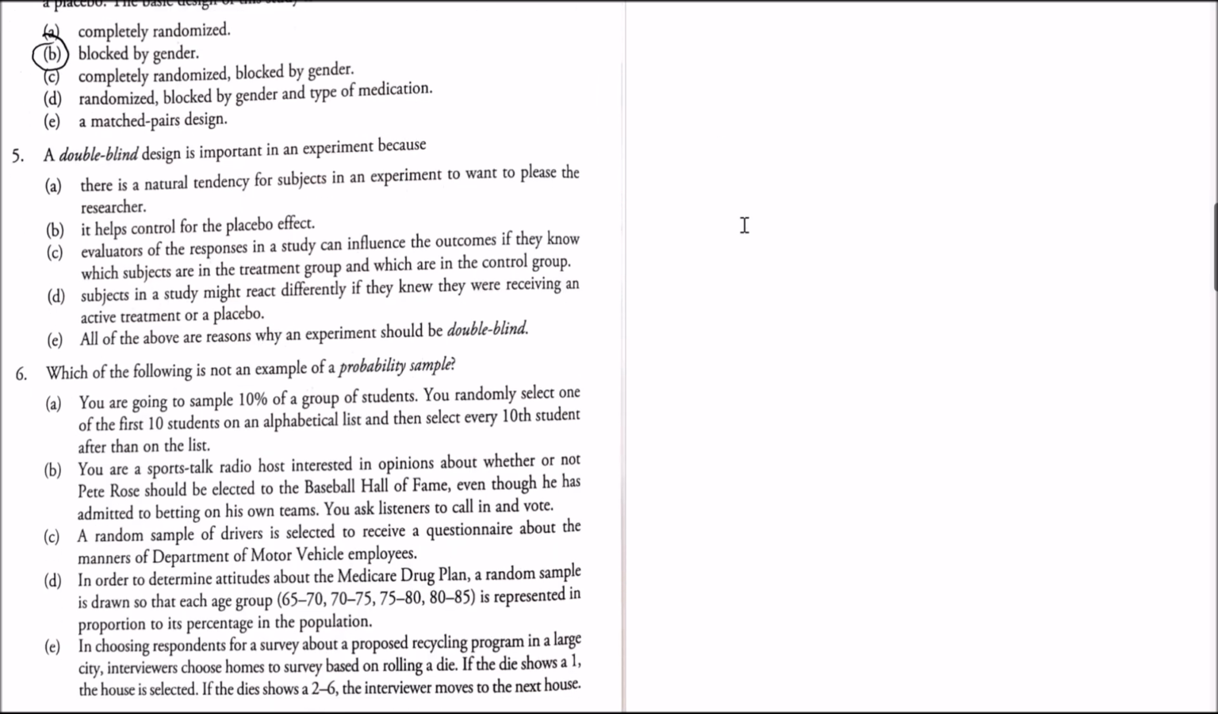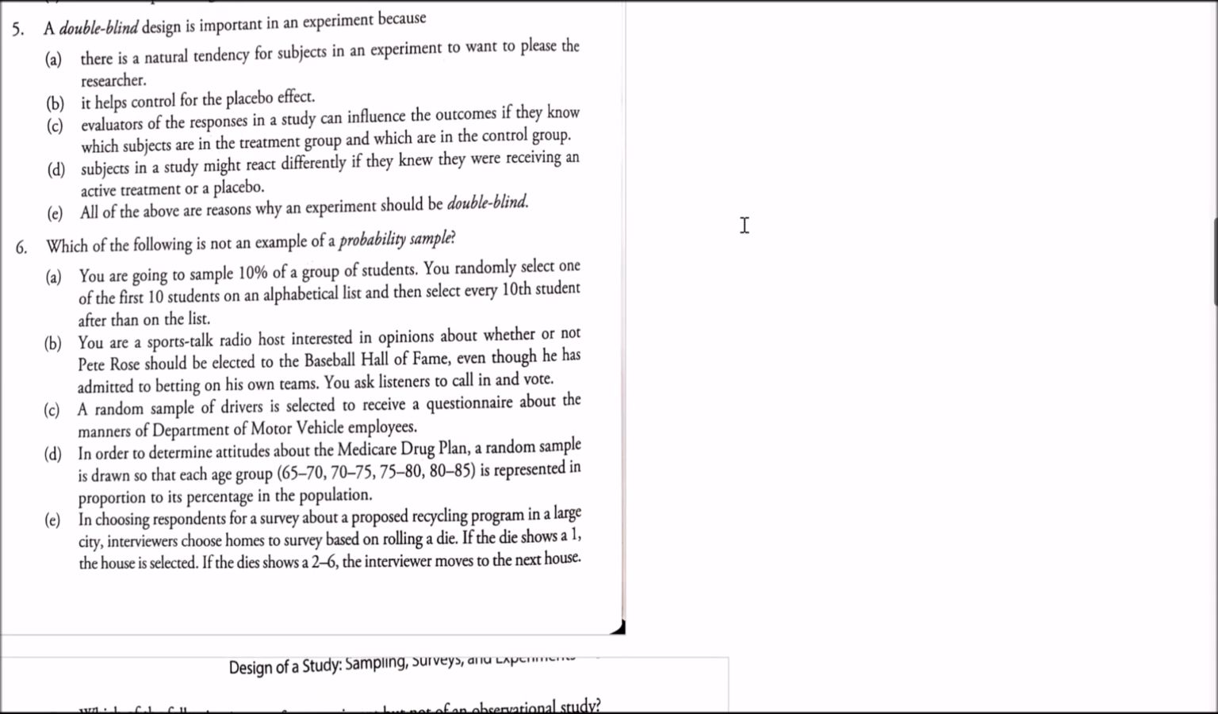Let's look at the next one. A double-blind design is important in an experiment because A, there's a natural tendency for subjects in an experiment to want to please the researcher. So yeah, that's definitely possible, so I'll put it there. B, it helps control for the placebo effect. So placebo effect, that's important.